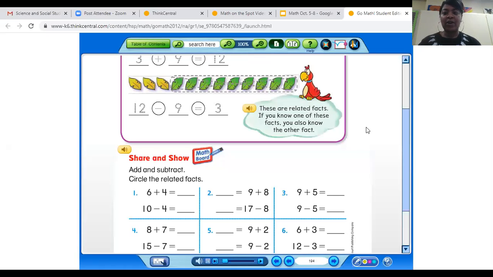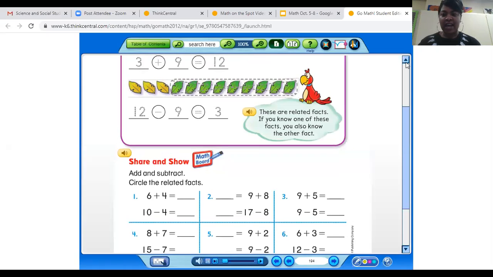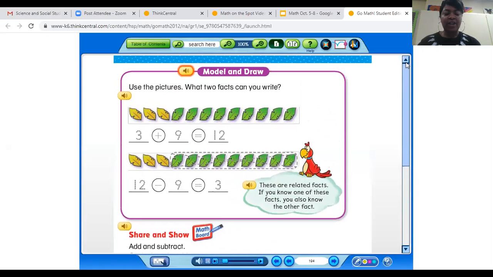All right, let's turn to page 194. We're going to use pictures and we're going to write 2 facts that we can gather from the pictures. So right here, my addition fact, I have 3 yellow and I'm going to add 9 leaves. So 3 plus 9 equals 12.